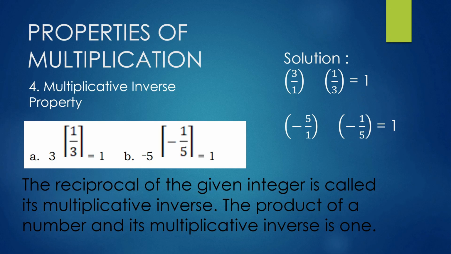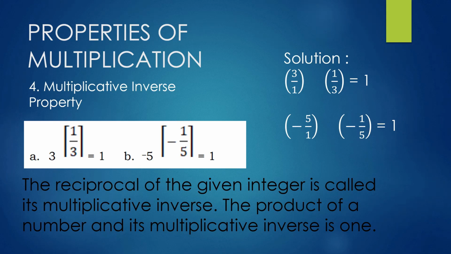So for this solution, we have 3 over 1. A whole number is written like this, over 1. So 3 over 1 multiplied by its multiplicative inverse, which is 1/3. So 3 multiplied by 1 is 3. 1 multiplied by 3 is 3. 3 over 3 is also equal to 1. So our final answer is 1.